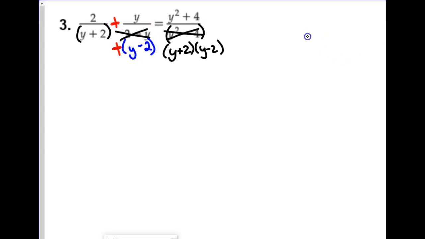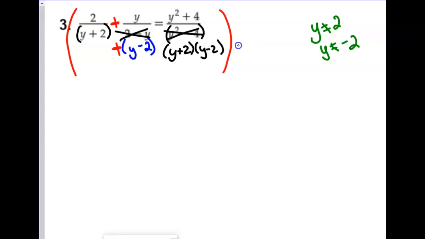Real quick, tell me about the answers that I can't have. What could I not get for y because I'd get a divide by 0 situation? What is this? 2 and negative 2. Very good. If either of those show up, I got to cross them off and call them extraneous. All right, so big parentheses around the whole problem.